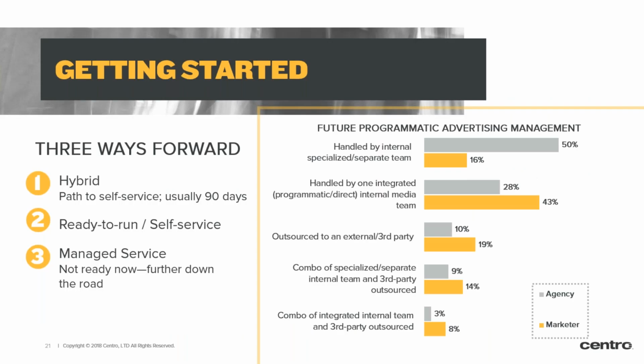So really, when we think about getting started, there's a few ways to move forward as you've evaluated the readiness, and here are some different things that they need to map out. Knowing that programmatic in-house can actually mean different things to different people, as we talked about before, there's really a few ways forward. The first is this idea around more of a hybrid model, and we talk about a path to self-service.